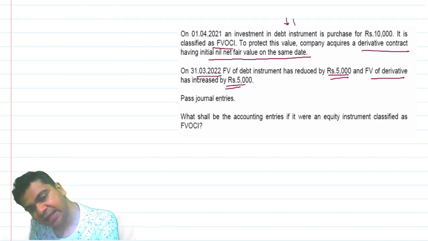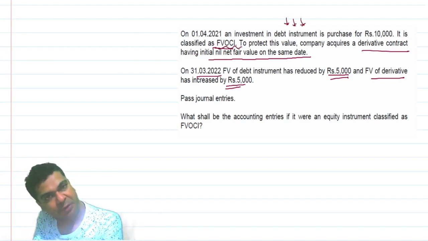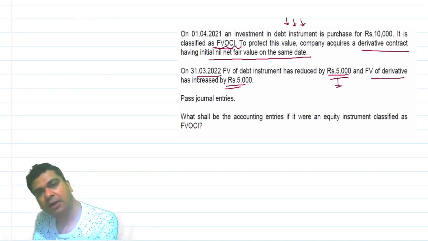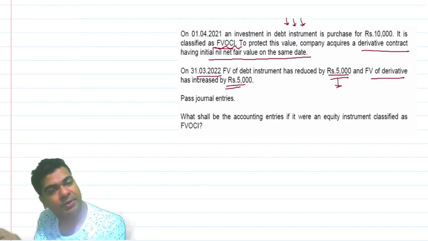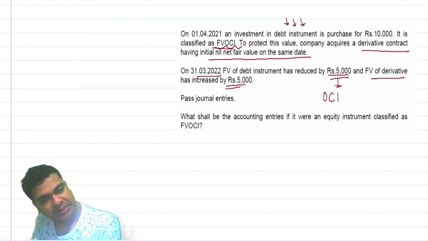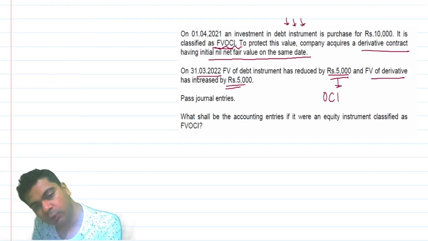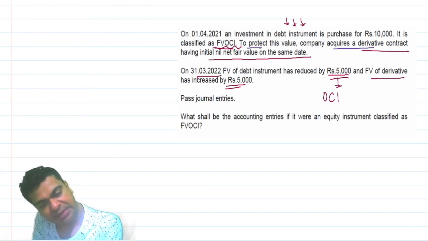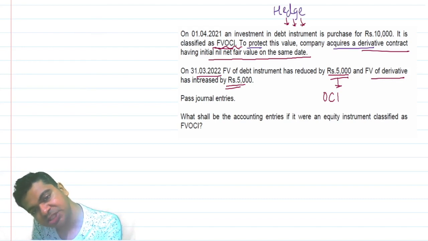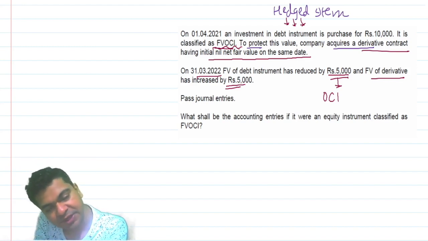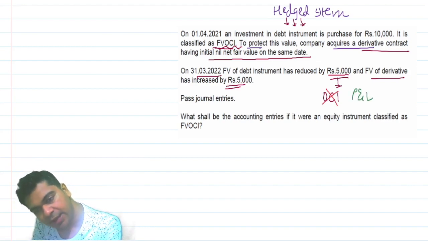You have invested in a debt instrument and you have classified that as FVOCI, and then at the year end, the debt instrument value has reduced by 5,000. If you have classified the debt instrument as OCI, then the fair value changes should go to OCI. But they say to protect this value, company has acquired a derivative contract. That means now this debt instrument has become the hedged item. The moment it becomes the hedged item, now the changes in its fair value will not go to the OCI. It will now go to the profit and loss account.